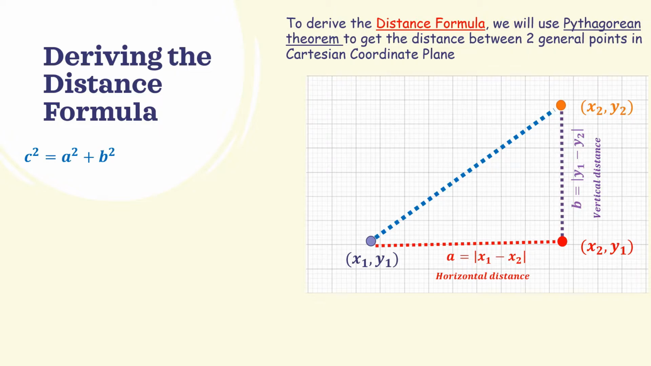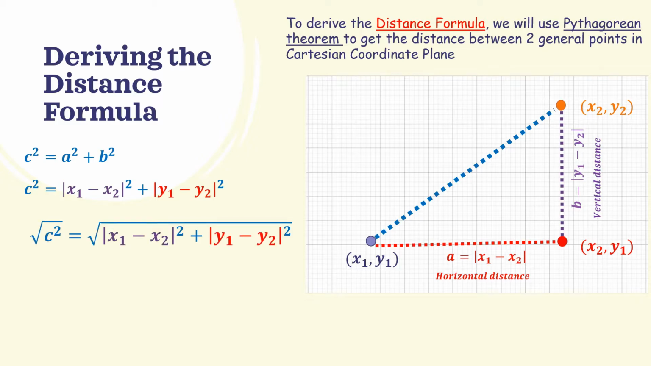After this, we're going to use these values of A and B to replace the a and b in our Pythagorean theorem. That will give us c squared is equal to the absolute value of x sub 1 minus x sub 2 squared, which is the value of A on our figure, plus the absolute value of y sub 1 minus y sub 2 squared, which is the value of our B on our figure. Simplifying this further, we take the square root of both sides to remove the square on the left side of our equation.